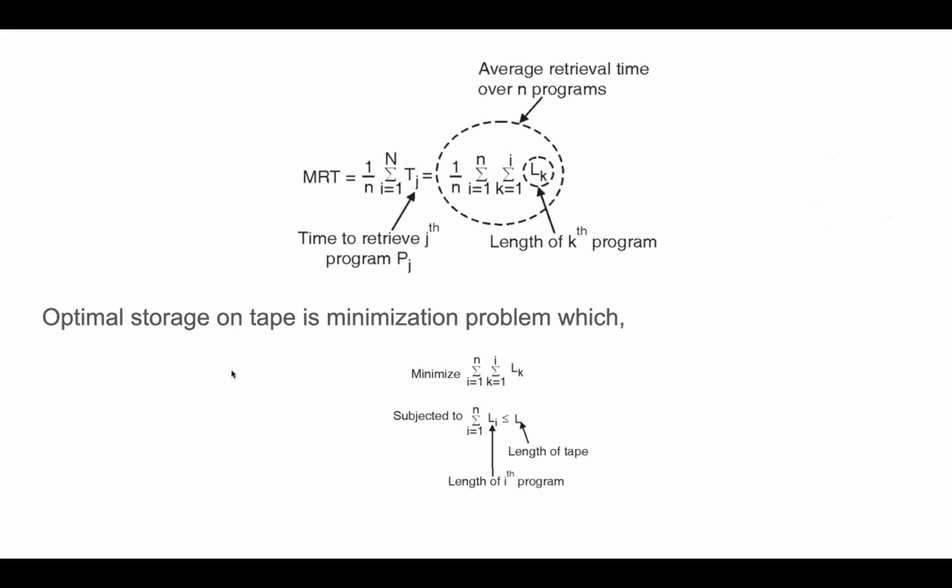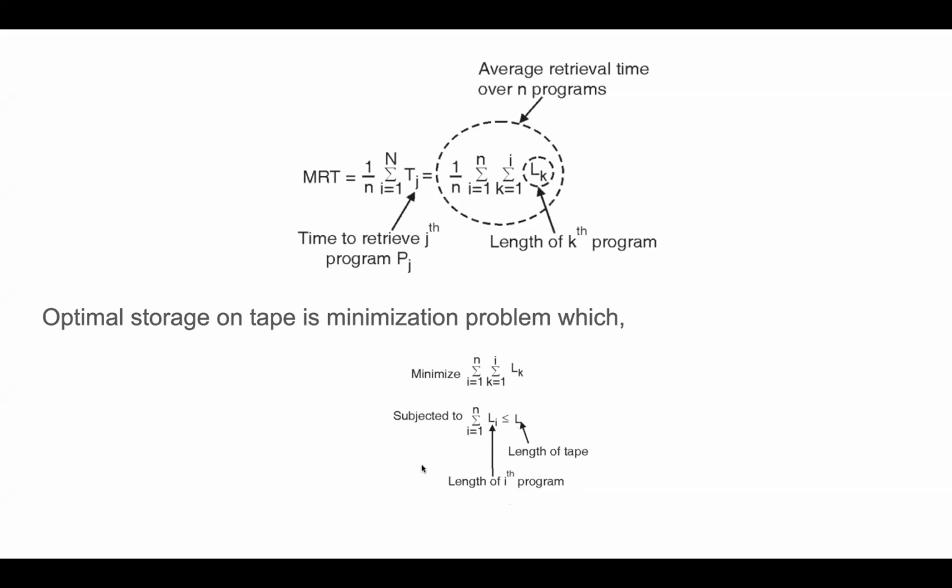Now, optimal storage on tape is a minimization problem. What do we minimize? Summation I is equal to 1 to n, k is equal to 1 to I, lk, this term. We have to minimize this term, subject to I runs from 1 to n, li, the length of the ith program, is less than or equal to L, that is the length of the tape.